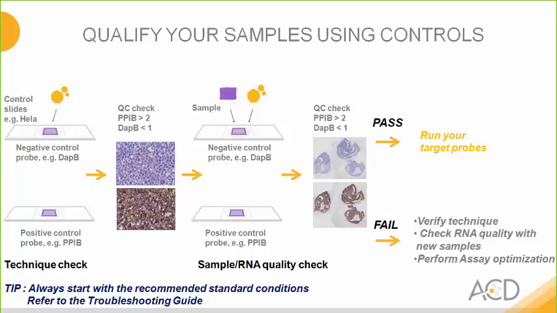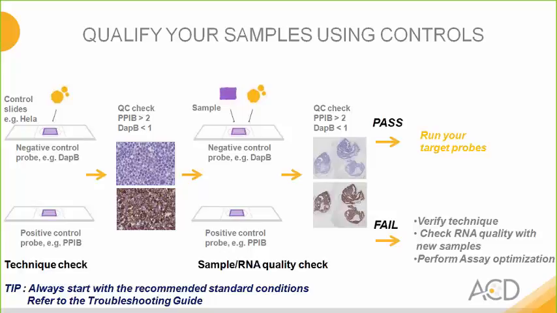For qualifying your samples using the controls, we'll start to the left with the control slides, for example, with a HeLa control slide that we can provide, in which you would run the negative control, DapB, and the positive control, PPIB, to confirm as a technique check. You'll see in the next image the QC check that the PPIB has a staining greater than 2, with a DapB staining less than 1.